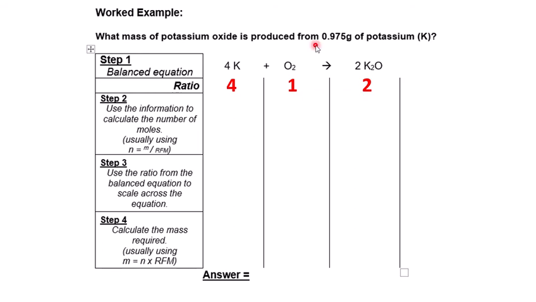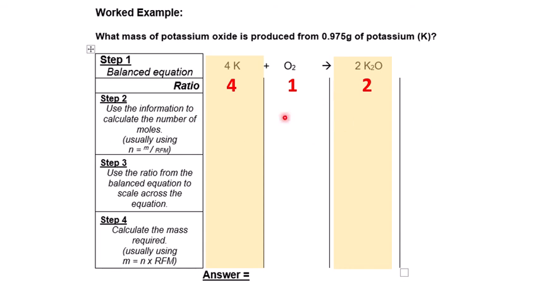Now, the question says that we're starting with 0.75 grams of potassium, and it asks us what mass of potassium oxide. So the reason I set out with these columns is so you can visually see that we're going to go from the amount of potassium, that's what we're going to work out in a moment, how much potassium we've got, and we're going to try and work out how much K2O is produced. So we're going to scale between these two columns. We're going to scale from potassium right across to potassium oxide.